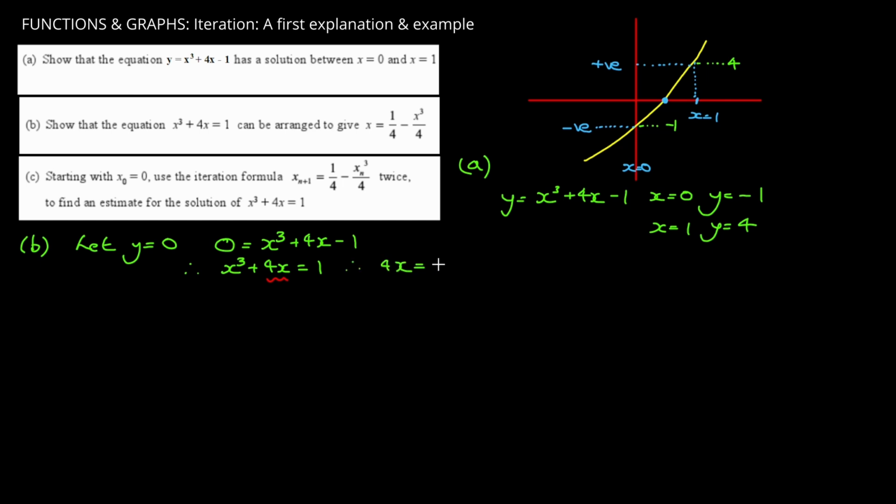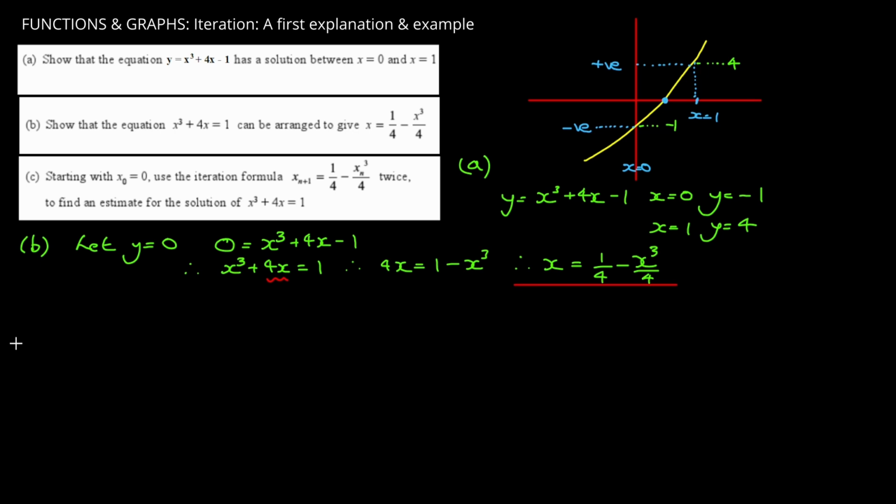4x equals 1 minus x cubed. So now we've got to divide through by 4. So therefore, x is equal to 1 over 4 minus x cubed over 4. And that is your answer and proof of part B.